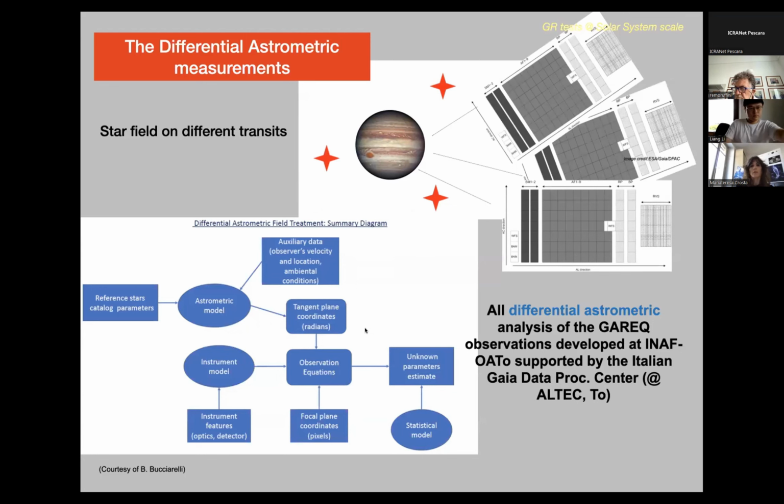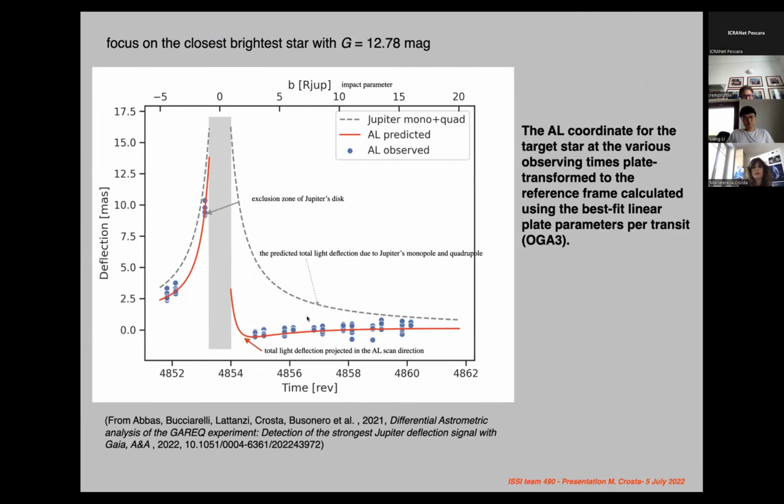Basically, by applying differential astrometry, it consists of taking each scan portion of the sky made by Gaia and gluing together all these scans through a delicate procedure on the raw data that is sketched here. I don't have time to explain, but if there are any questions, I can explain it better. And so at the end, we were able to measure the total light deflection produced by the planet. This is the first time, I think, in the optical band.